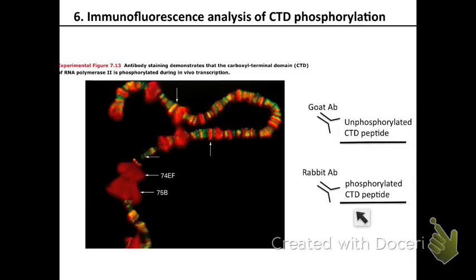Okay? So you can take the CTD peptide, again, now phosphorylate some of the residues, just like they are phosphorylated in vivo, right? So like serine 2, serine 5, etc. And then inject these into a rabbit. Then the rabbit is going to make antibodies that are specific to these phosphorylated CTD peptides, okay? So these rabbit antibodies are only going to bind to the phosphorylated CTD, and the goat antibodies are only going to bind to unphosphorylated CTD.